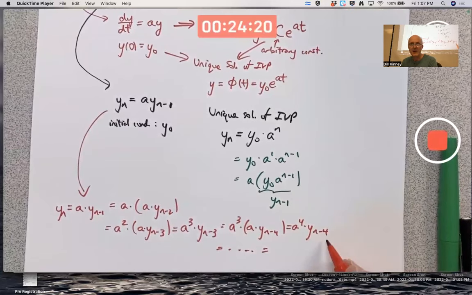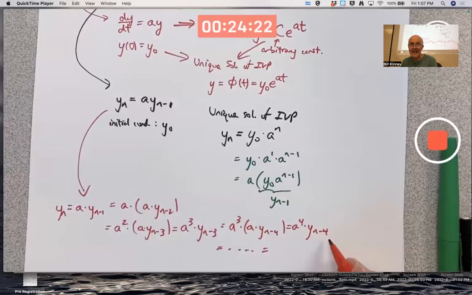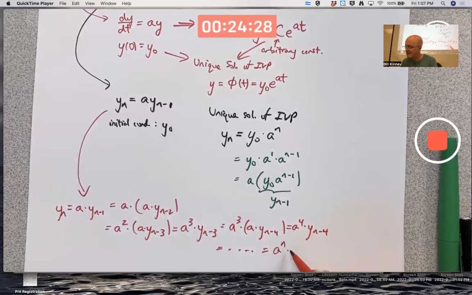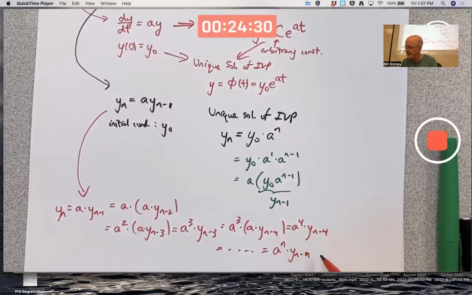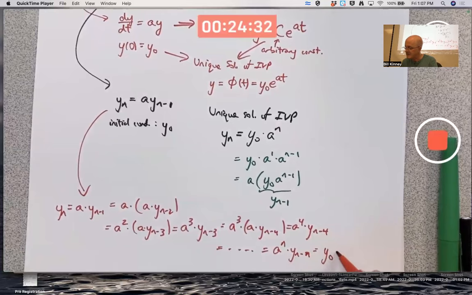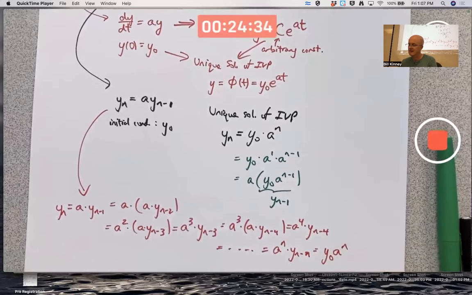In the end, we want a y0 there, so I'd have to have y sub n minus n. And the pattern is whatever I subtract has to be the exponent there. This is the same as a to the n times y sub n minus n, which is the same as y sub 0 times a to the n. Same thing that I wrote there.